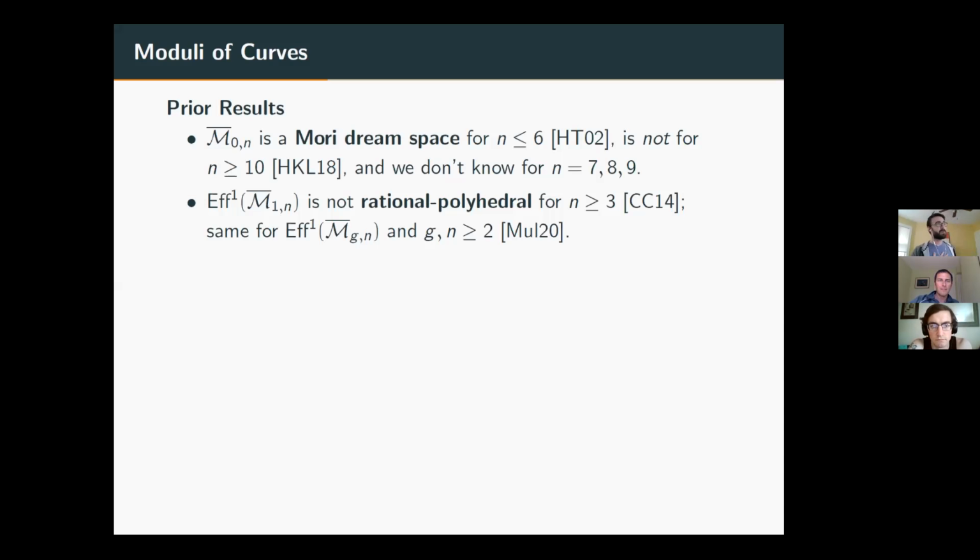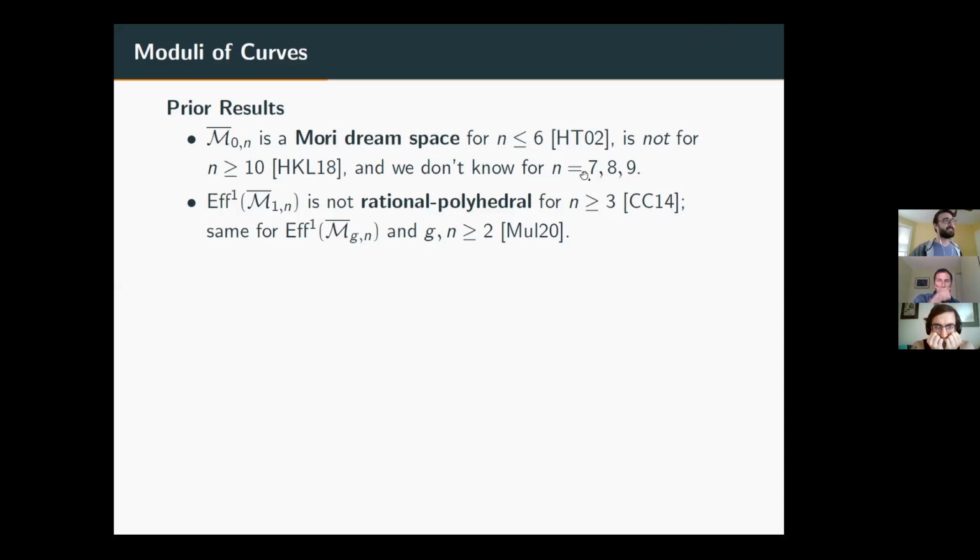So in higher genus, we know that in genus 1, if we have at least 3 marked points, then the effective cone of divisors is not rational polyhedral, so it's round at some point. So in particular, it's not a Mori dream space. And ditto for all higher genus if you have at least 2 marked points. The first is by Chen and Coskun, and the second is by one of their students, Scott Mullane. And that was just this year, so fresh.